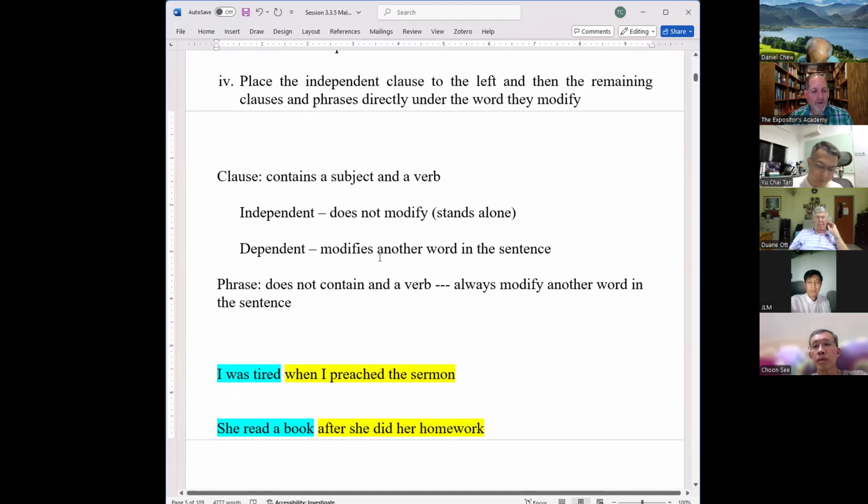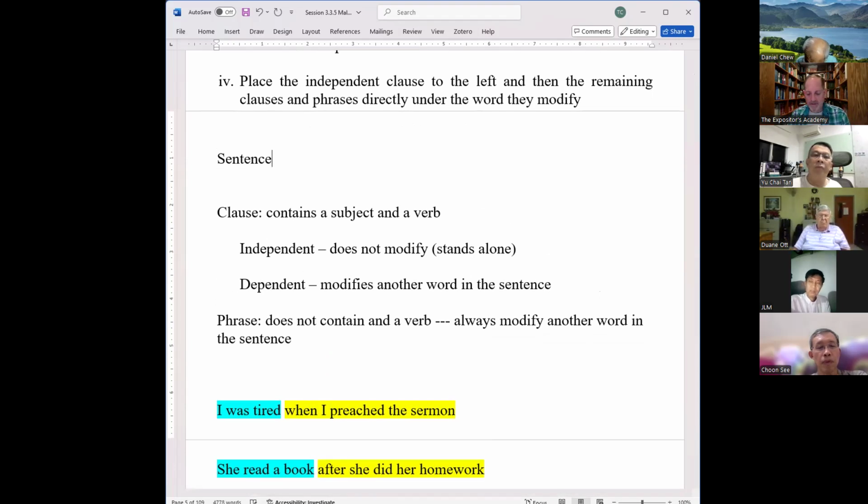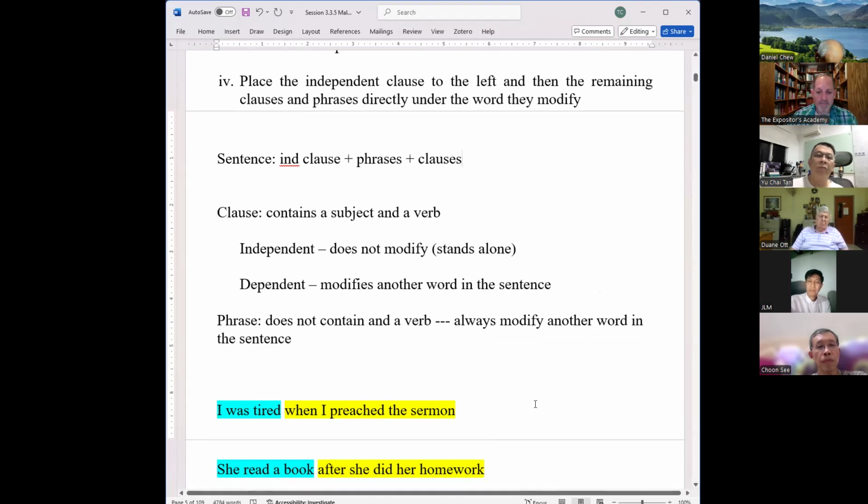All right. So these are critical points to understand because in the diagramming, what we're looking for is these phrases and clauses. Because again, remember, a sentence is an independent clause plus additional phrases and additional clauses. So what we're trying to do is in the diagram, see the structure of the text, and that structure is presented or represented by the various phrases and clauses and how they connect to one another.